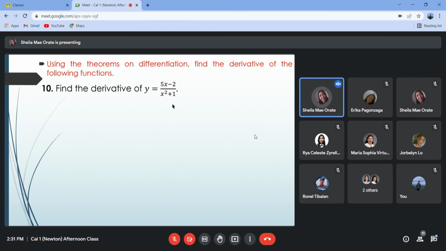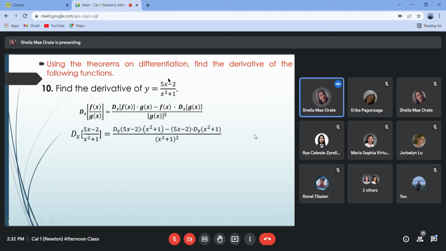Okay na? I-check na natin ang answers ninyo. Try na to check. Okay, first is the formula of the quotient rule. So we have the derivative of f of x. Here, f of x is 5x minus 2, and g of x is x squared plus 1. So, the derivative of f of x multiplied by g of x, minus f of x, then multiplied by the derivative of g of x, all over x squared plus 1.